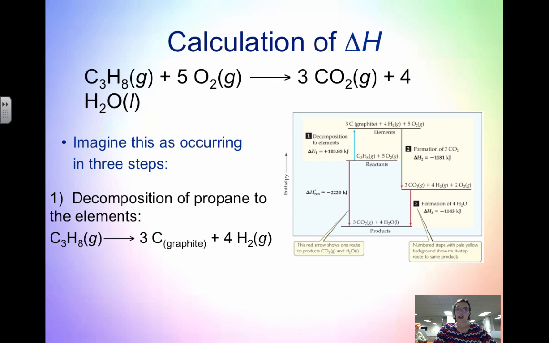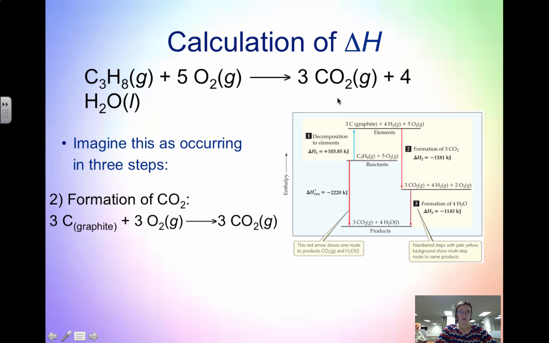So we're going to look at how this is actually calculated, how we find deltaH from heat of formation. So we have propane combusting. So imagine this reaction occurring in 3 steps. The first thing is propane has to decompose into its elements. So in order for this reaction to proceed, propane needs to decompose into just carbon and hydrogen.